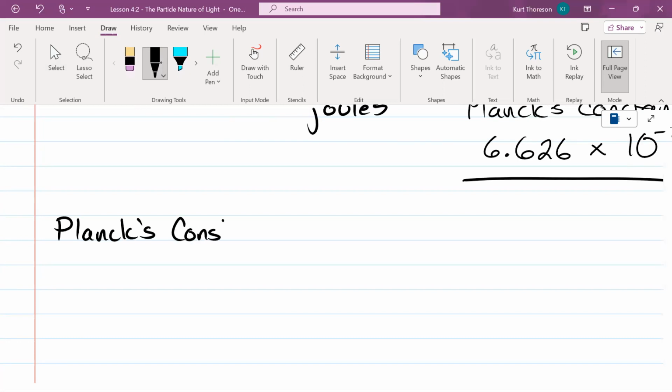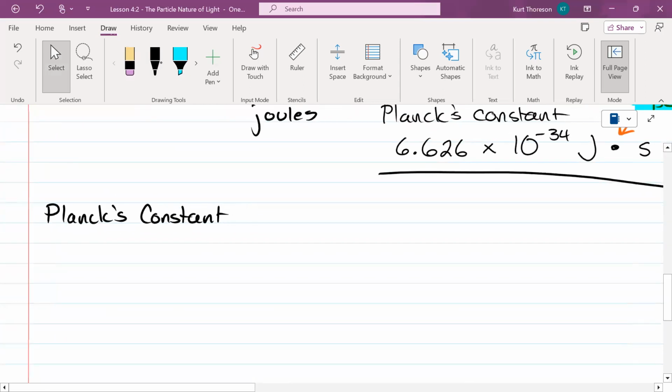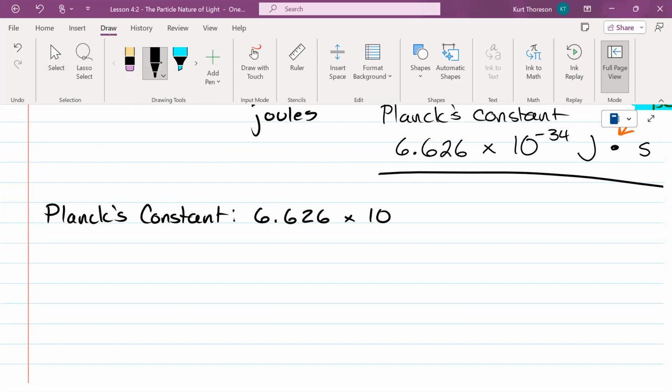So this is where all of you here in class should pick up wherever we left off. Planck's constant is 6.626 times 10 to the negative 34 joules per second.